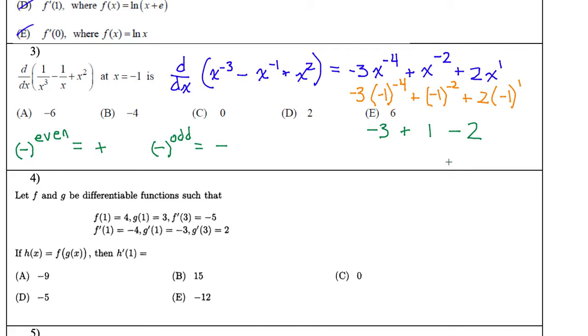All right. A negative 3 plus 1 is a negative 2. Negative 2 minus 2 is a negative 4. The correct answer here is B, negative 4. I can write down negative 4 here as well.